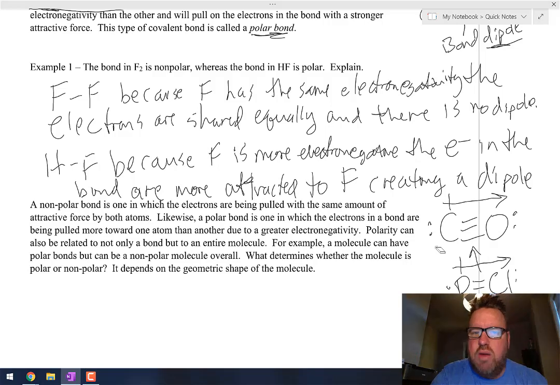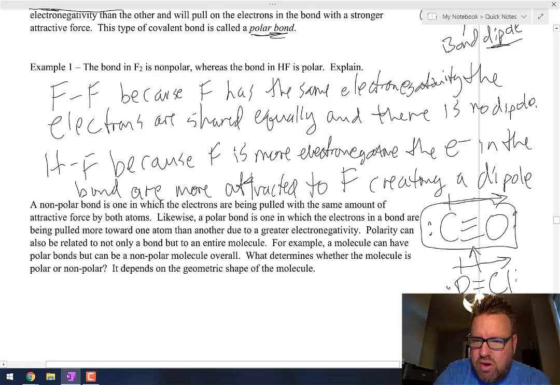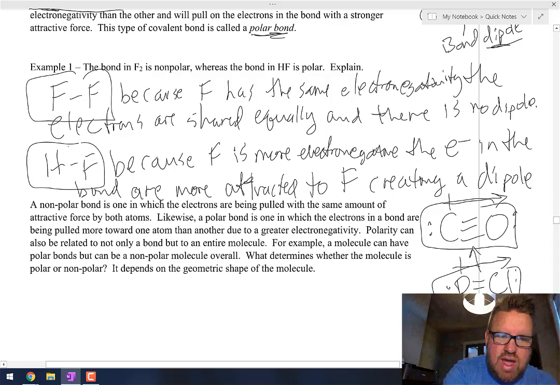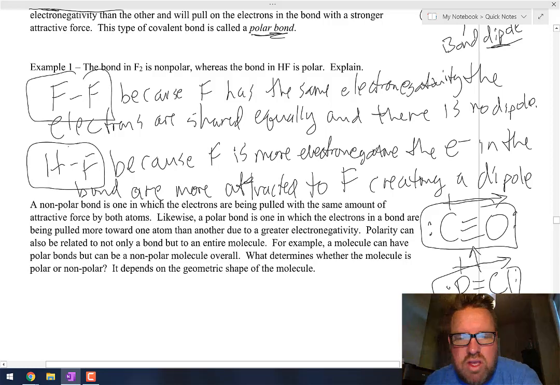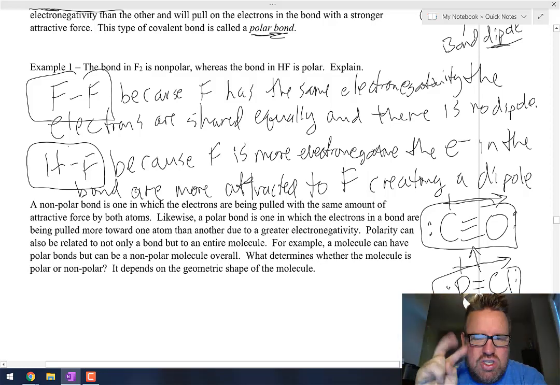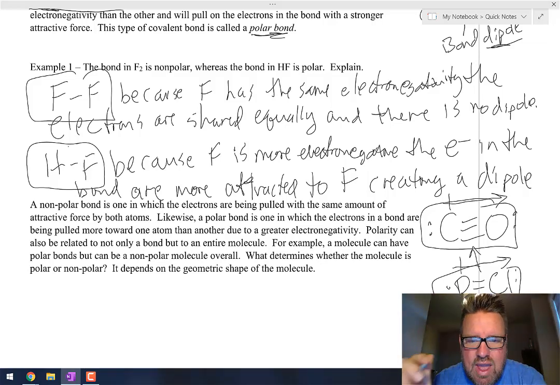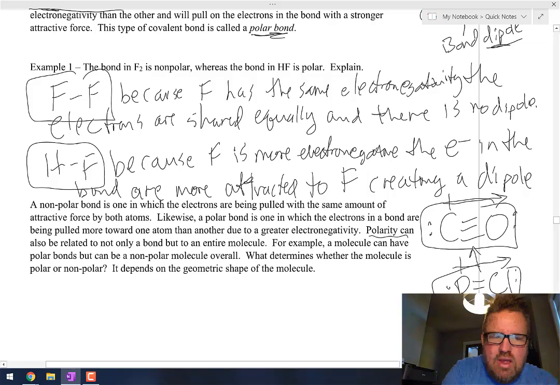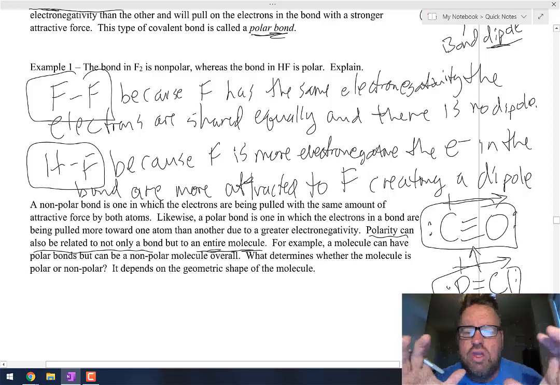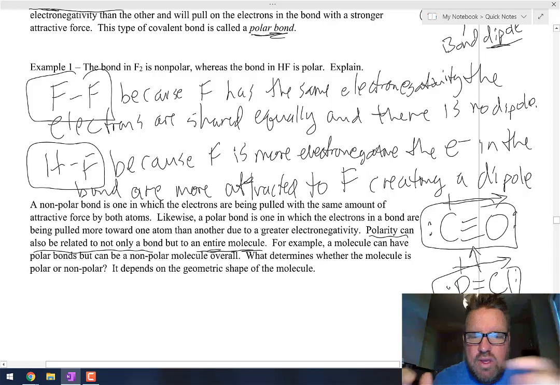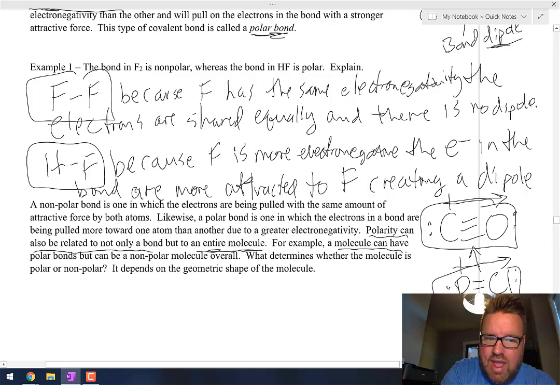Okay, here's the problem though. You look at every example that we've done so far: two atoms, two atoms, two atoms, two atoms. Of course, most molecules have way more than just two atoms in them. Okay, so polarity can also be related not just to the bond, but to the entire molecule as well. Is the whole molecule polar or not? Okay, for example, a molecule can actually have polar bonds, but overall it can be non-polar.